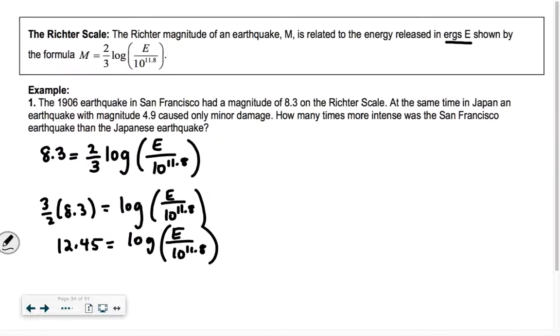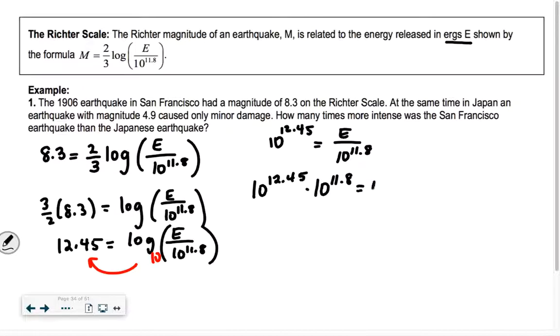All right. And then we're going to do 10 raised to both sides. So 10 raised to the 12.45 equals E over 10 to the 11.8. I like leaving it that way sometimes, so on the next step we would just add the exponents. So I'm going to have 10 to the 12.45 times 10 to the 11.8 equals E. And I can just take these exponents and add them. So I have 10 to the 24.25, and we'll leave it like that. You can find the scientific notation if you want to, but we'll just leave it like that.